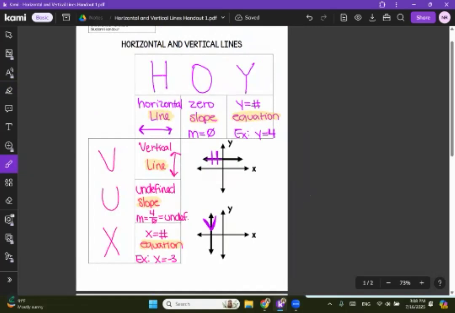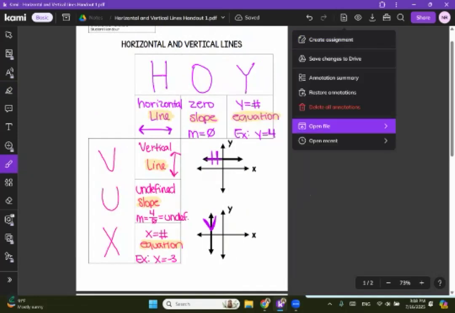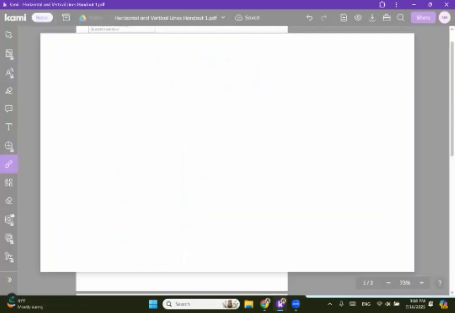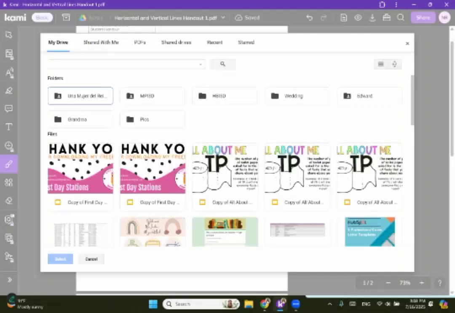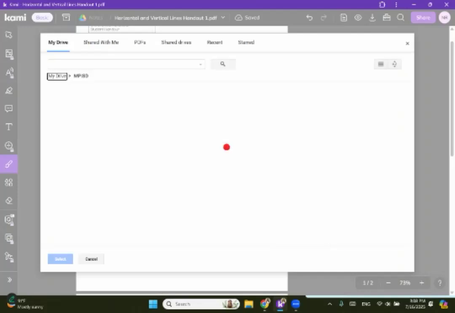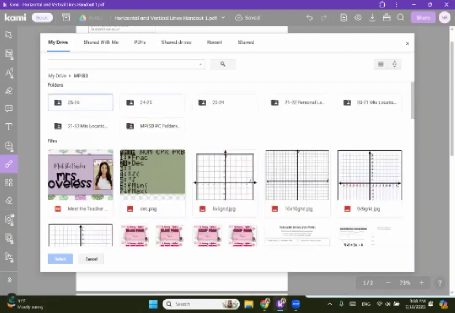On to the lesson. I'm going to have to open it up this way. Little file. Oh yeah, I can do that.